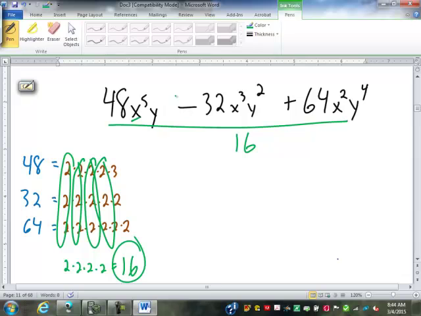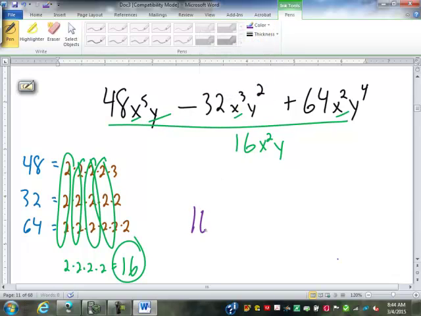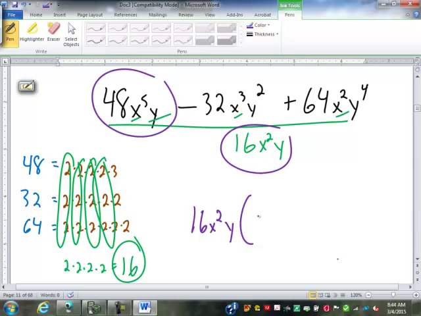How about for the x variable? x squared. How about the y variable? Just y. So now we're going to divide. 16x squared y is one factor. The other factor is found by dividing. 48 divided by 16 is 3. x to the third, because 5 minus 2 is 3. And y divided by y cancels out, it's gone.